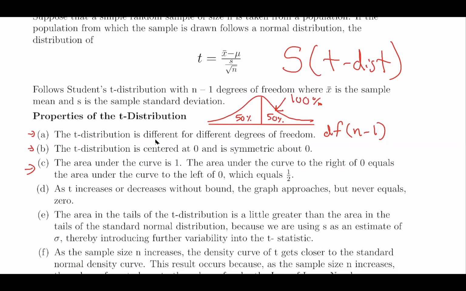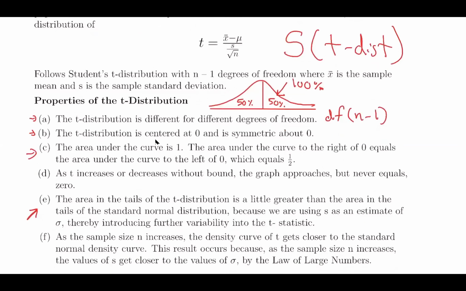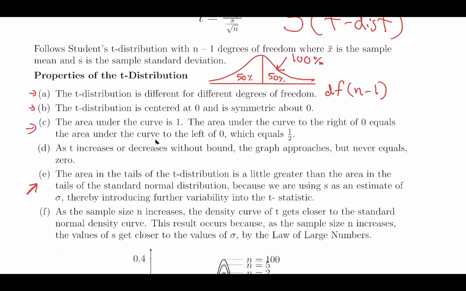So if you look at E, that's what E is talking about. It's saying the area in the tail of the t-distribution is a little bit greater than the area in the tail of the standard normal distribution, because we're using S as an estimate of sigma, thereby introducing further variability into the t statistic.